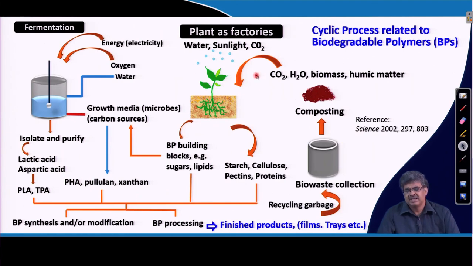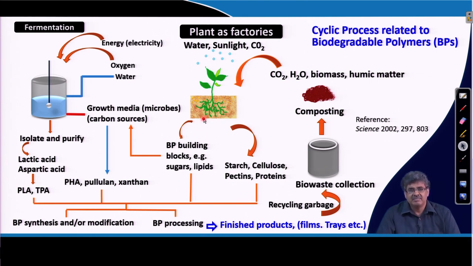So, this gives a cyclic process related to biodegradable polymers. Basically, plants, with the help of water, sunlight and carbon dioxide, produce raw material for biodegradable polymers. For example, they produce starch, cellulose and pectin, which can be directly used as biodegradable polymers for making products.